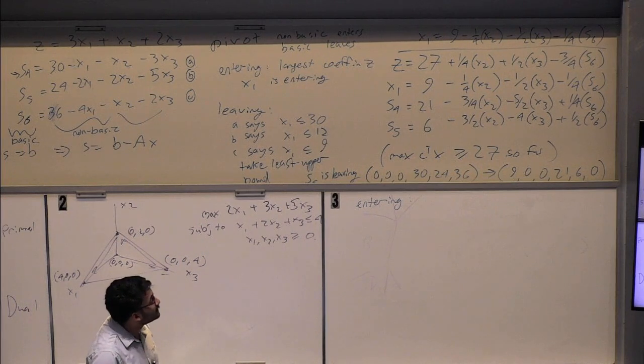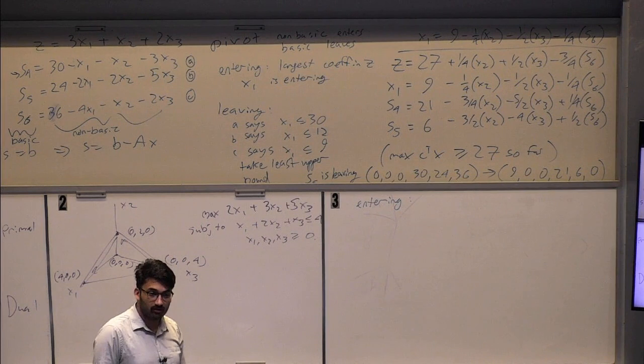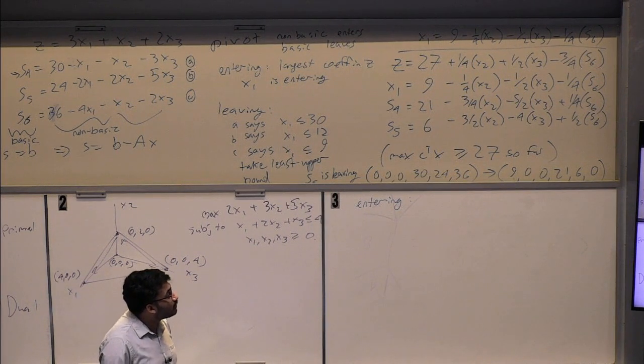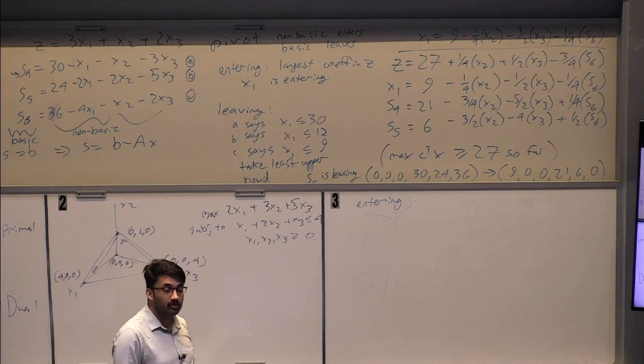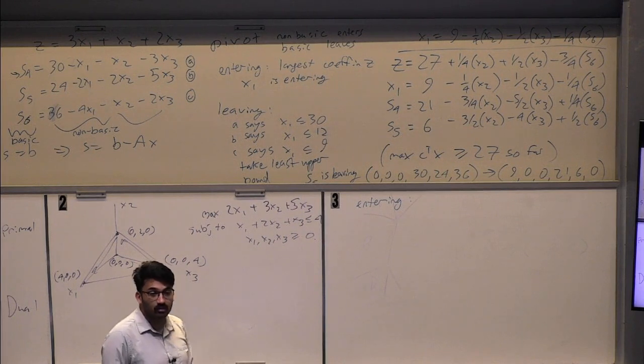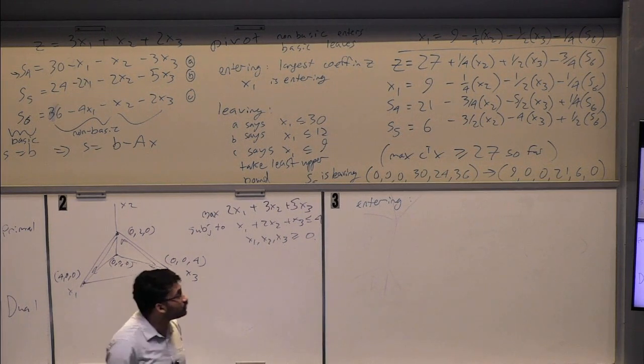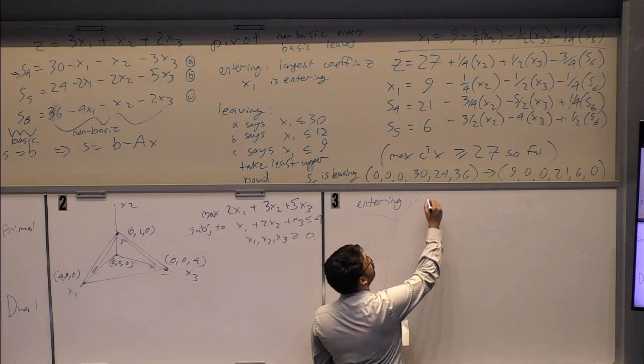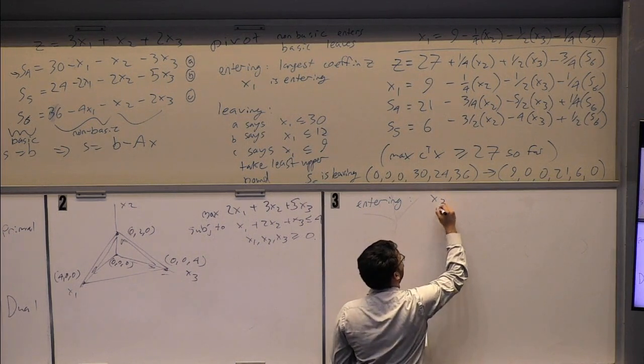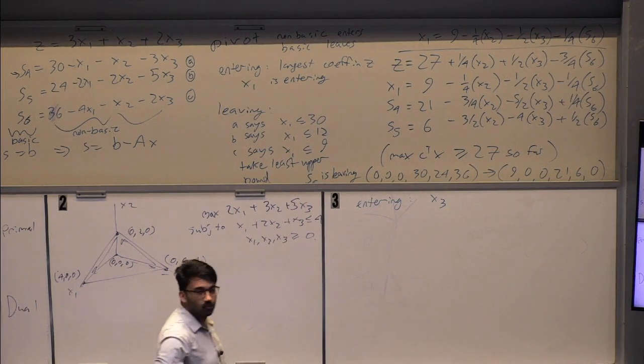If you want to maximize Z, you want to increase one of x2 or x3 because those are the only ones with positive coefficients. Now, every point you put into x2 will increase your objective function by a quarter. Every point you put into x3 will increase your objective function by half. So we're going to choose to enter x3, because 1/2 is greater than 1/4.